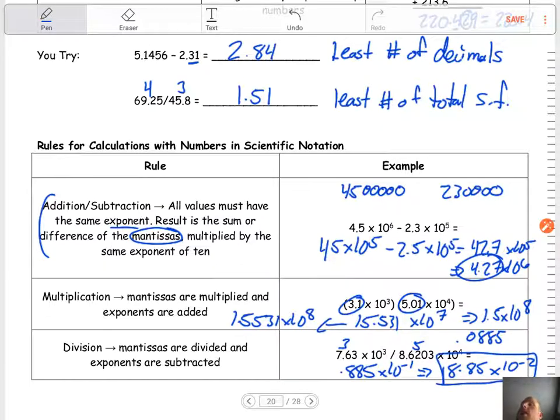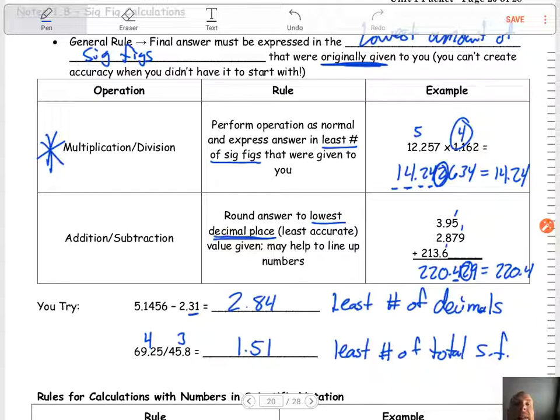Okay? So this is something that we're going to come back to throughout the year. This is the piece up here you want to remember. Okay? That's the big one. When in doubt, least number of sig figs. There's practice in the binder for it, but we're not going to spend too much time practicing it. We'll practice it within problems as we go.